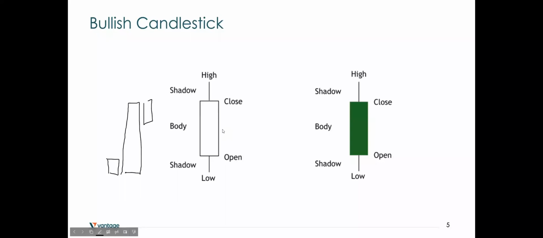A general rule of thumb is to look at higher time frame candlesticks, which is the 4-hour, daily, or weekly candlesticks, to determine the true direction of the candles. Okay, so this is a representation of a bullish candle.